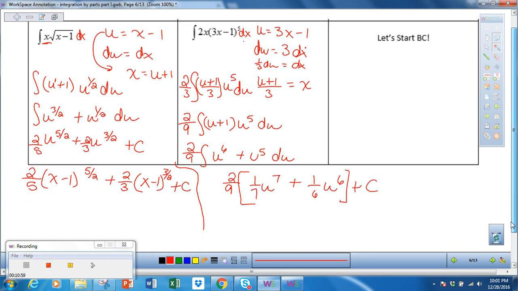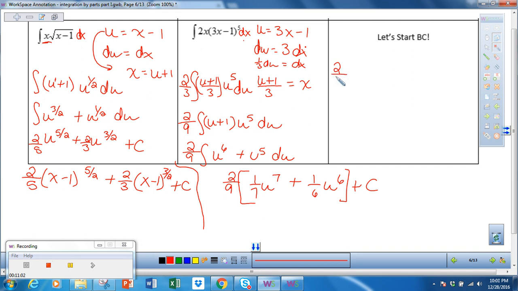Okay, so here we go. Let's just clean this up. So we have 2/9. Well, let's go ahead and distribute that 2/9. So that's 2 over 63. And then u is 3x minus 1 to the 7th. Plus, distributing that again, I get 2/9. The 2 and the 6 cancel, so I get 1 over 27. I think my math is right there. And then u is 3x minus 1 to the 6th power plus c. And that's my answer. Okay?